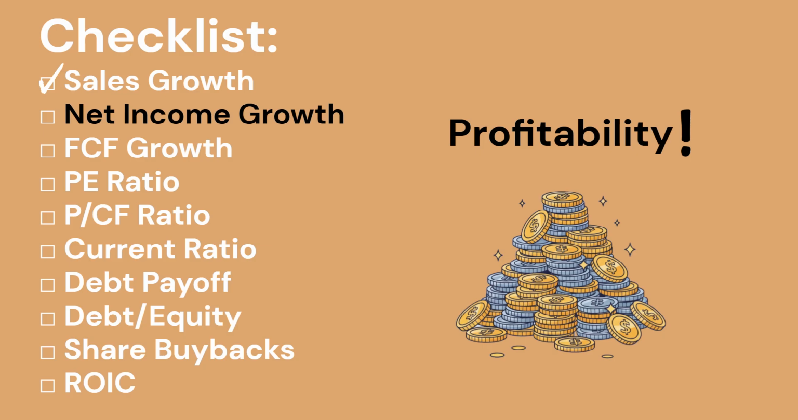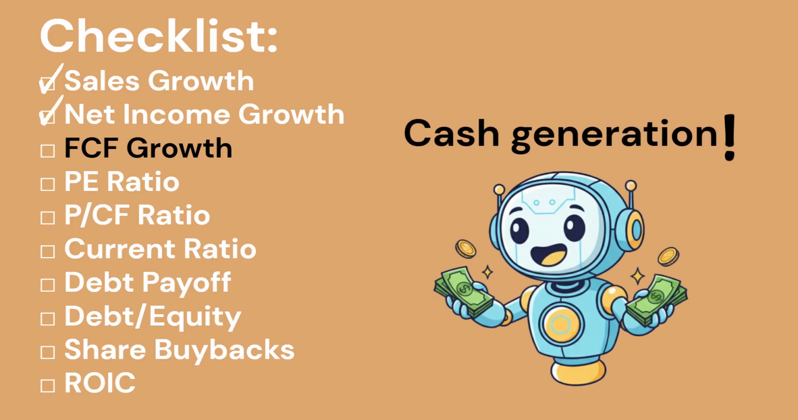Net income, often called the bottom line, is one of the most important financial metrics for investors and analysts. It is a direct measure of a company's profitability and is calculated after all operating expenses, interest, and taxes have been paid. Free cash flow is our most important financial metric for valuing a company. It represents the cash a company generates after paying for its day-to-day operations and capital expenditures.